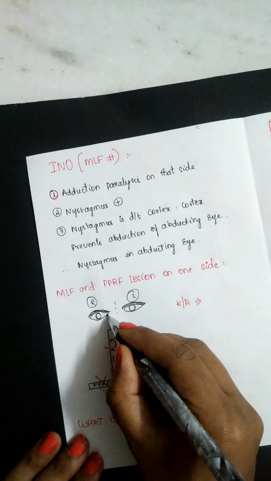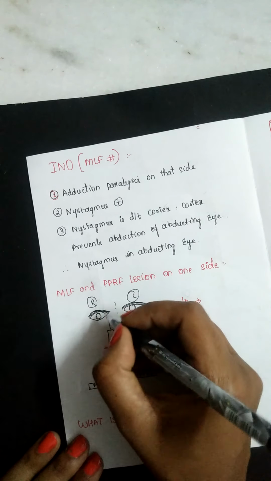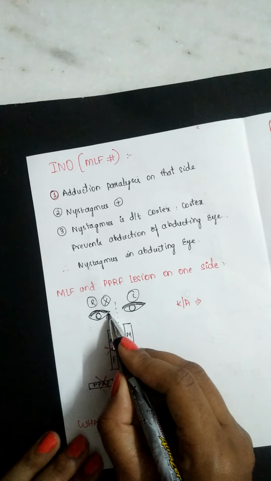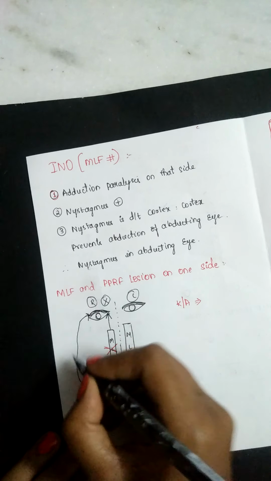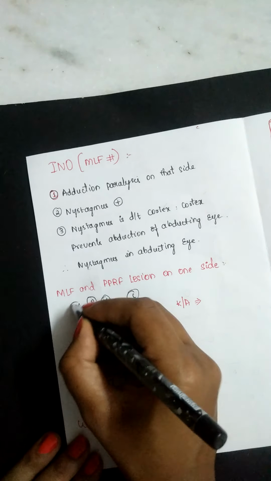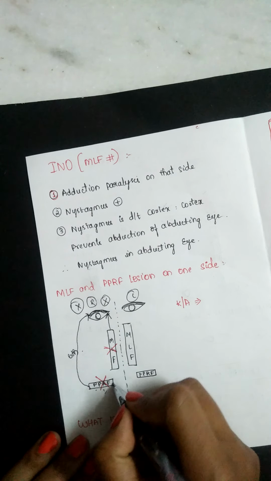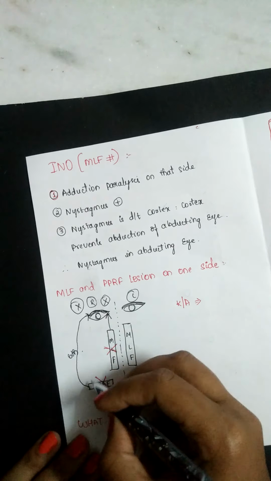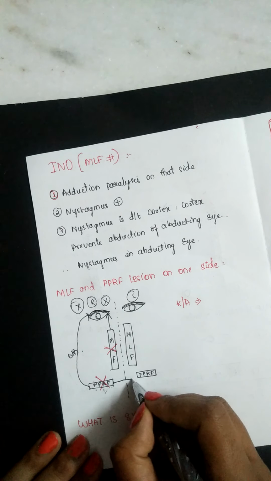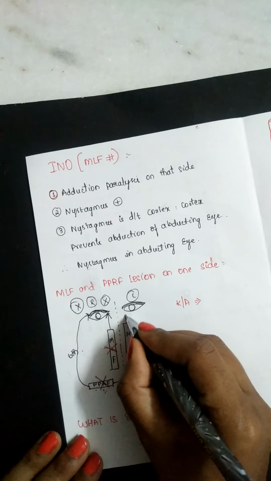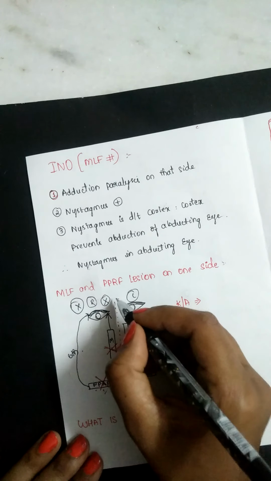When MLF is gone, this eye cannot get its innervation from the third nerve. Therefore, it cannot adduct. And when this PPRF is gone, this eye cannot get its innervation from the sixth nerve. Therefore, its abduction is gone. The PPRF not only innervates this eye by the sixth nerve, it also innervates the opposite side MLF, and this MLF would make the third nerve innervate that eye for adduction. Therefore, even this is lost.